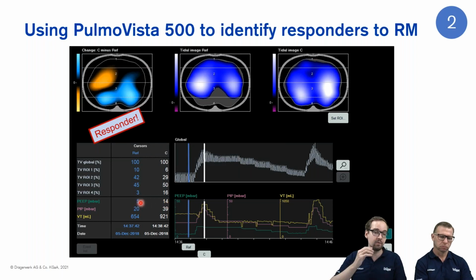EIT is very sensitive, and we can already see even a minor PEEP increase. If you just go from a PEEP of 5 to a PEEP of 7 or to a PEEP of 8, you can already see whether the distribution of tidal volume is changing, yes or no. So it gives you a very early indicator.